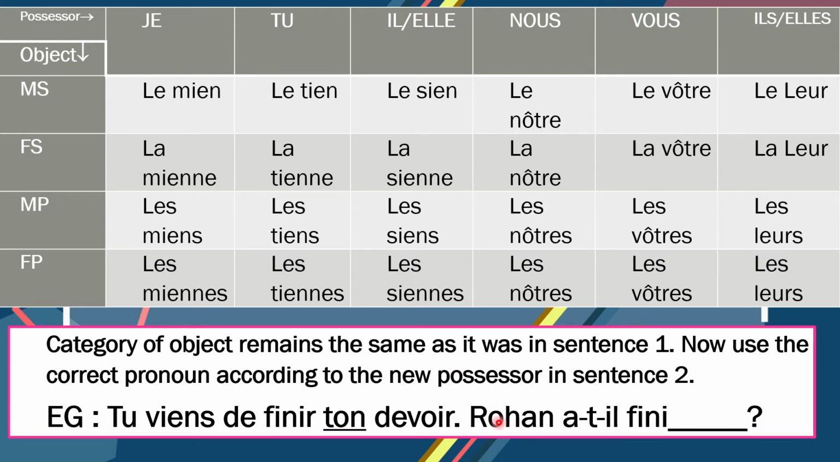Now the new possessor here is Rohan. Rohan falls into il, third person, il or el. So you are looking at this column. Now in masculine singular, il and el, the intersection is here, le sien. So that becomes your answer. So this is the way you have to go about this sentence on possessive adjective and possessive pronoun.